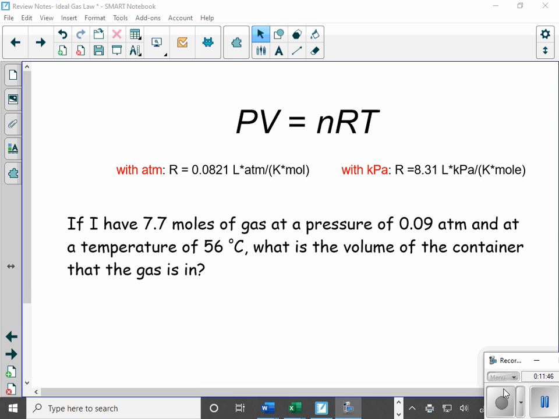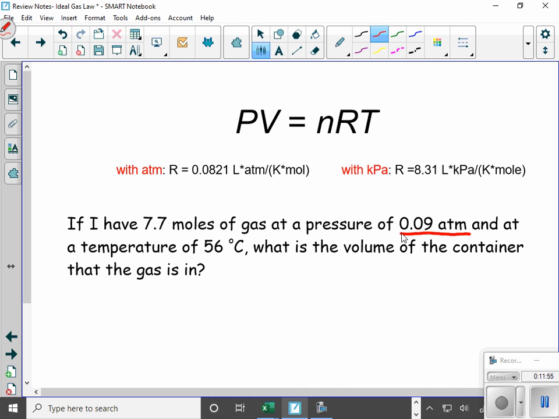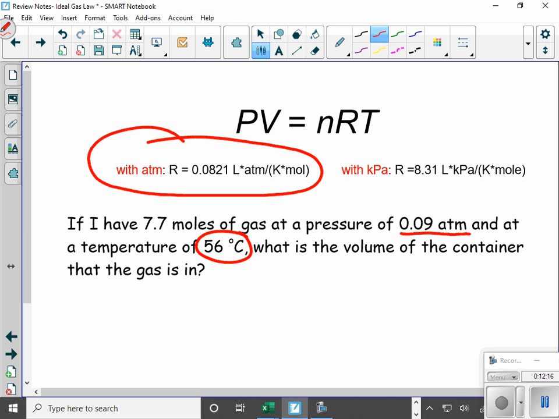So I can get a couple of things from this before I even start to do my calculation. I can see right here that I have atmospheres. So I am going to be using this particular value for R: 0.0821 liters times atmospheres all over Kelvin times mole. Now notice it says that we're in Kelvin. So I am going to have to convert my Celsius into Kelvin.